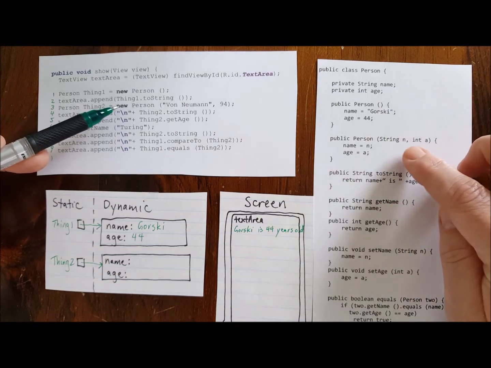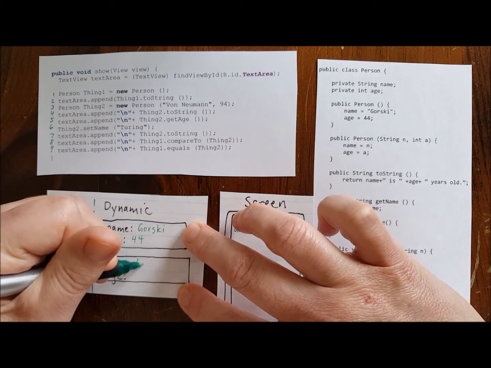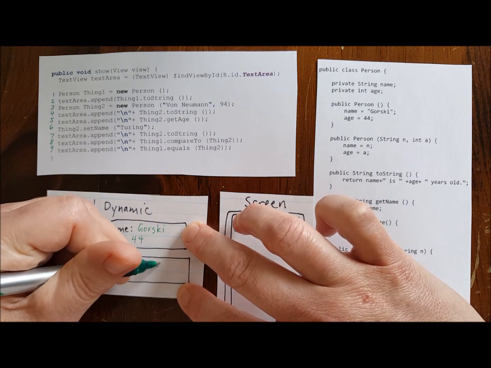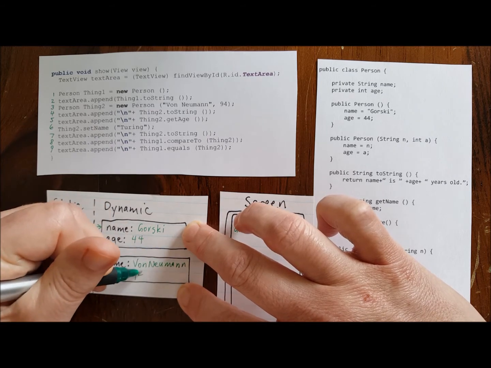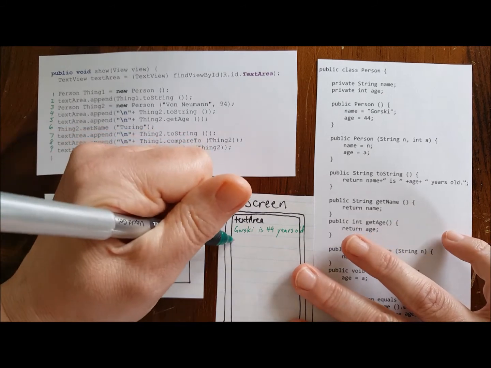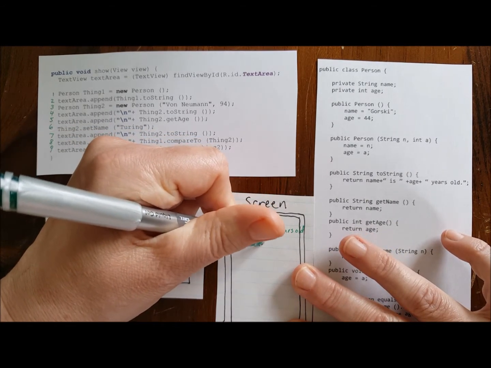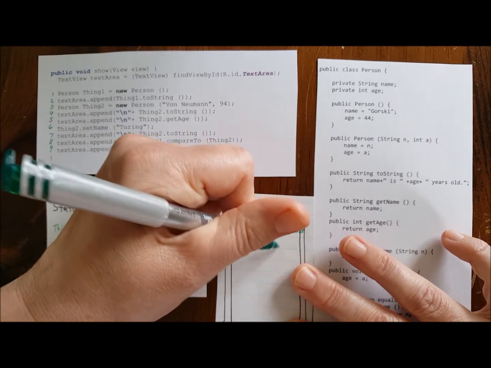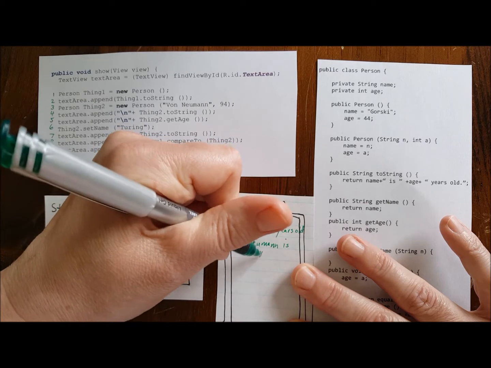And this time we've called not our default constructor, but the other one. So the name is going to be John von Neumann, or just von Neumann, sorry. And the age is going to be 94. Then we say thing2 toString. So that's going to be von Neumann. And then according to the method it says is, and then age is 94 years old.